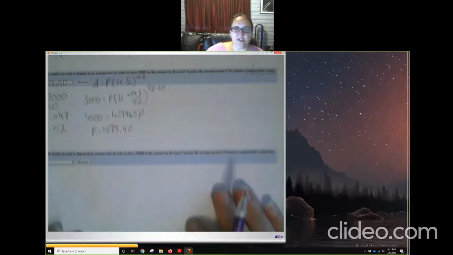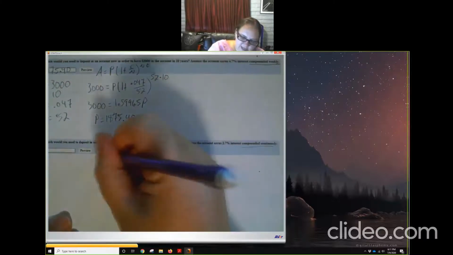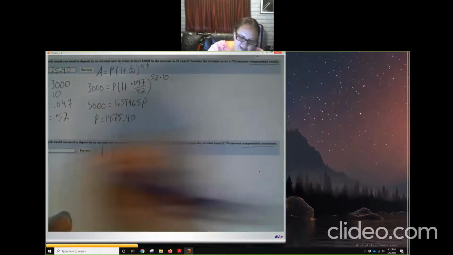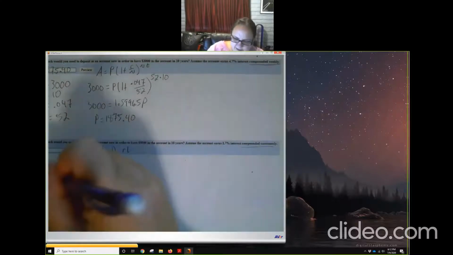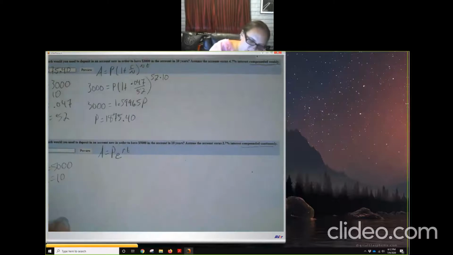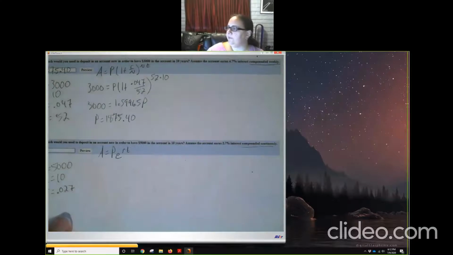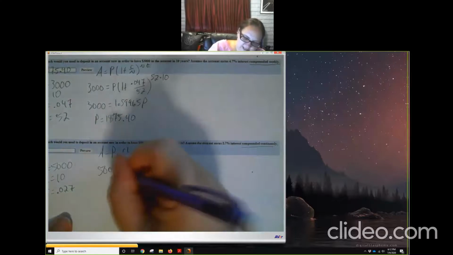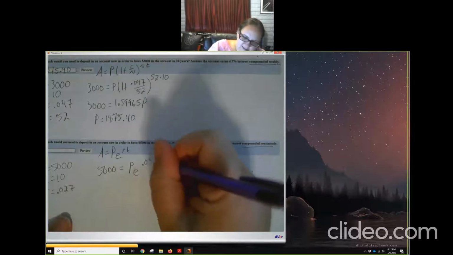And so this next question is very similar, only it says compounds continuously. So that means we're going to use Pe^(rt). You want to have $5,000 at the end of 10 years, and your rate is 2.7. So then that would be 5,000 equals P times e to the 0.027 times 10.